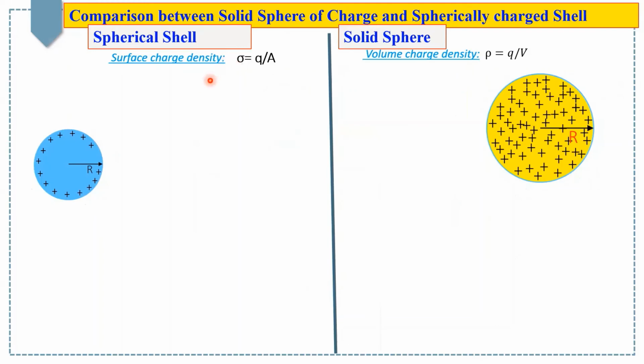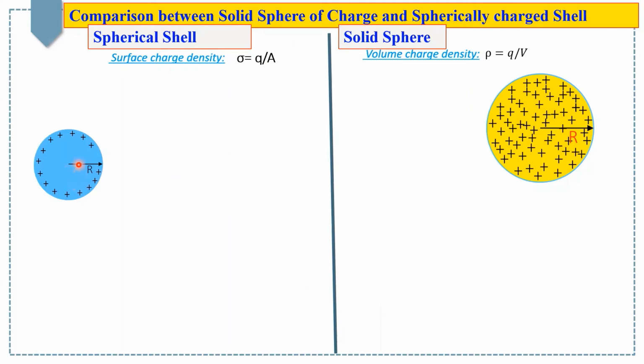Hello, dear students. In the last two lectures, we have discussed in detail the electric field inside, outside, and at the surface of the spherical shell and solid sphere. The links of both lectures are given in the description below. You may watch them again. In this lecture, we want to do a brief comparison between both cases.